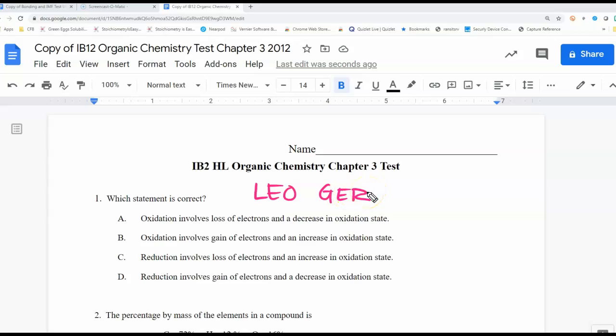And so which statement is correct? Oxidation involves loss of electrons. Yes, that's true. It does not involve a decrease. It would actually be an increase in oxidation state. So oxidation involves a gain of electrons. No, that is false. Reduction involves a loss of electrons. No, that involves a gain. So no. So reduction involves a gain in electrons and a decrease in oxidation state. There is our correct answer for that one.